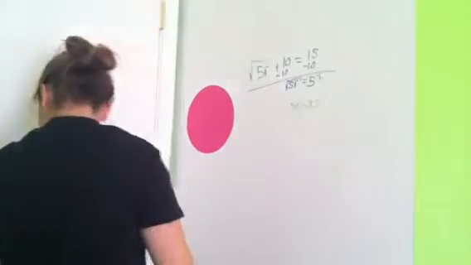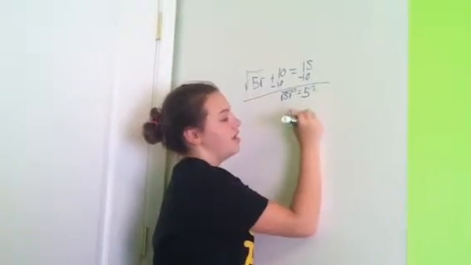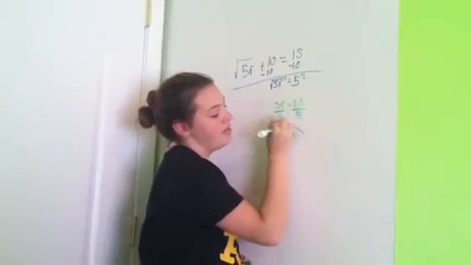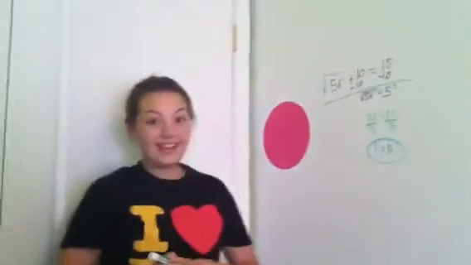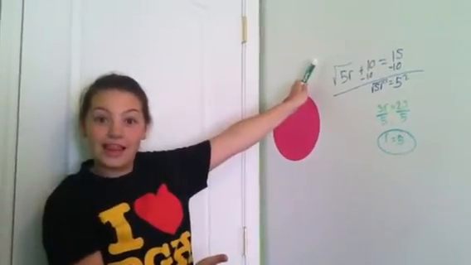Then from here, it's pretty simple. Divide by 5, divide by 5. So you're left with r equals 5, and that would be your answer. Get it? Got it? Good. You just learned math. Let's go.